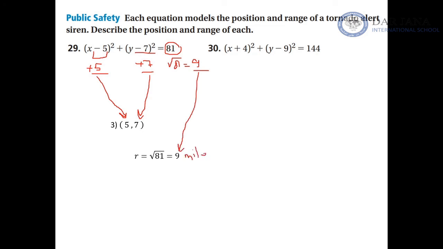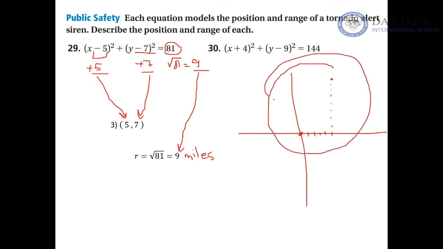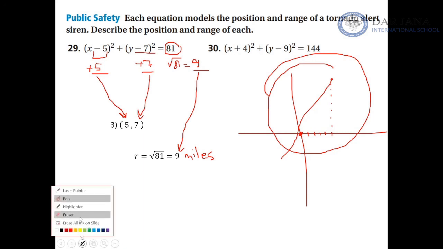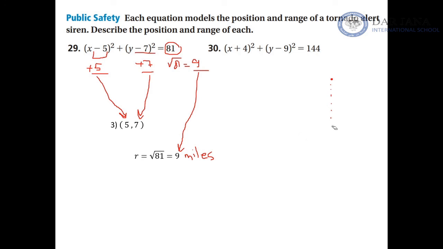They didn't give us a lot of information, so here I'm just guessing. If we have this coordinate plane right here, and you are standing right here, and I go 5 steps to the right and then 7 up, I will find the siren right here. And it has a range of 9 miles. But in order to get more specific details, maybe they should have given a more elaborate question.